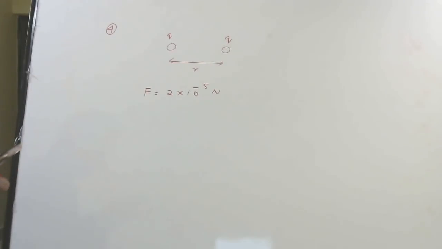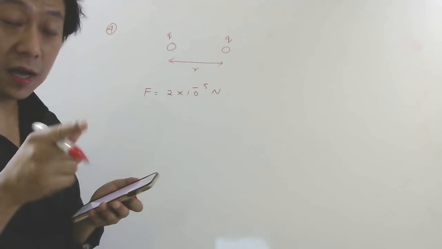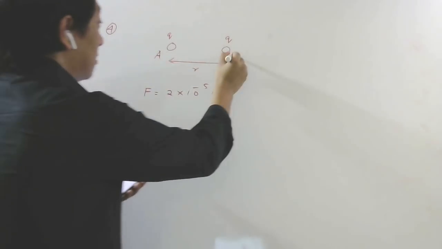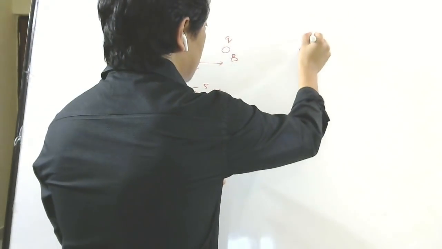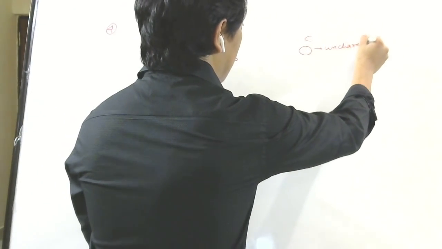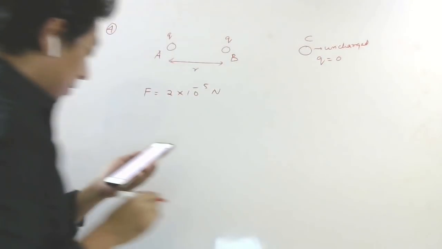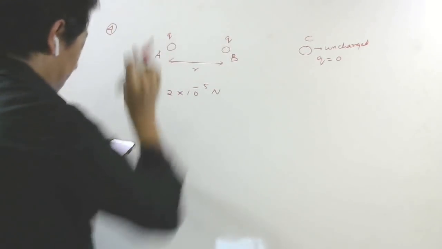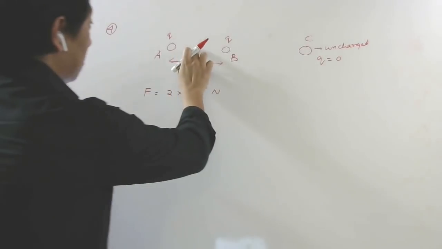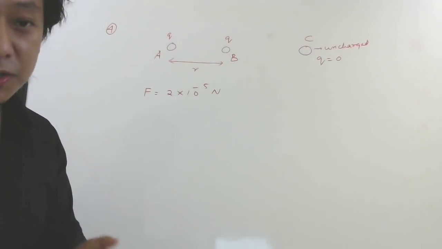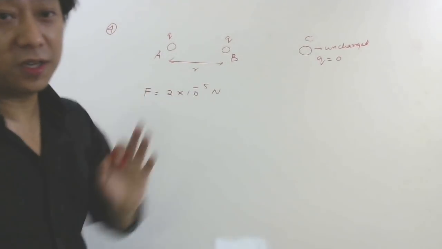Now they are saying a third identical uncharged sphere. Third identical, meaning radius is same as both of them. Let us call this A, let us call this B. So another sphere is there, C, which is uncharged. So when I say uncharged, right now the charge of this sphere is 0. It is touched with A, and then placed at the midpoint of the line AB here. Calculate the net force on this body they are asking.